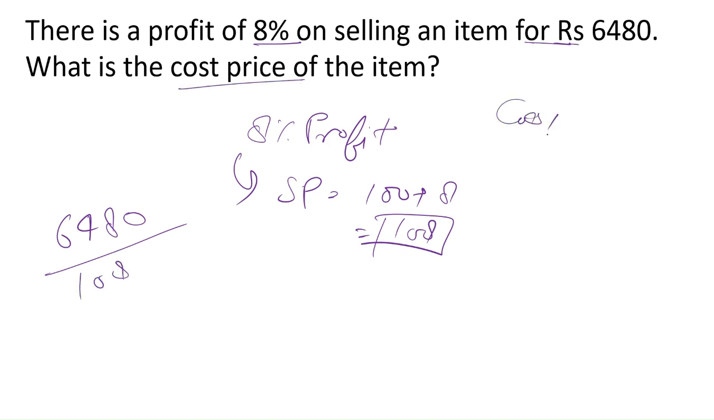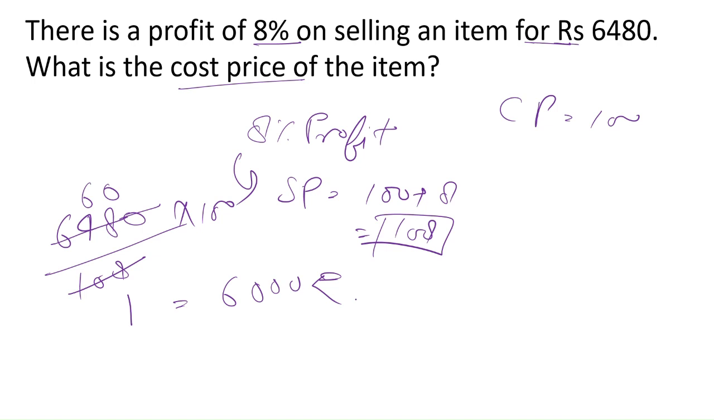What is asking? Cost price. Cost price will be always 100. CP is equal to 100. Then multiply by 100. 6,480 divided by 108 gives 60. Answer is 6,000 rupee.